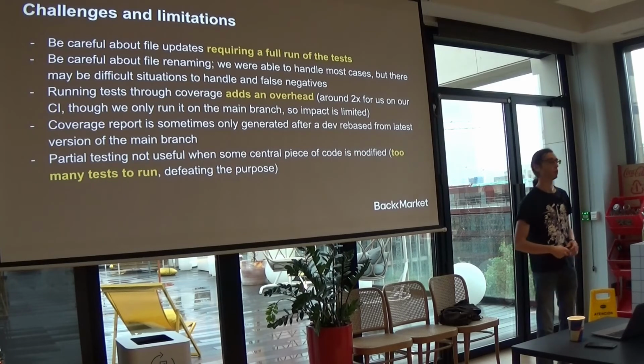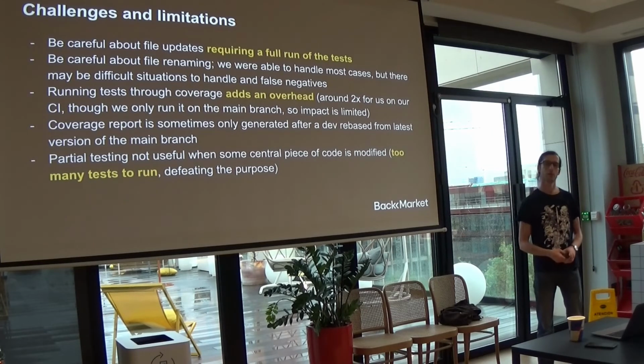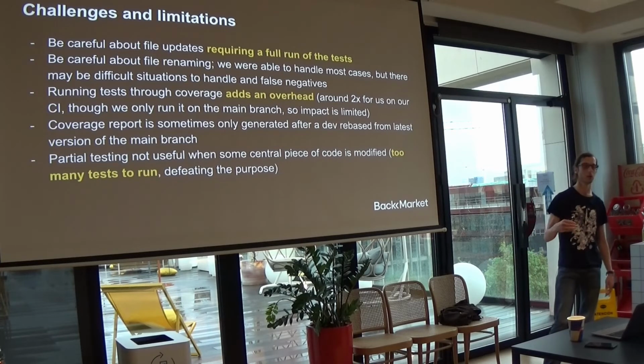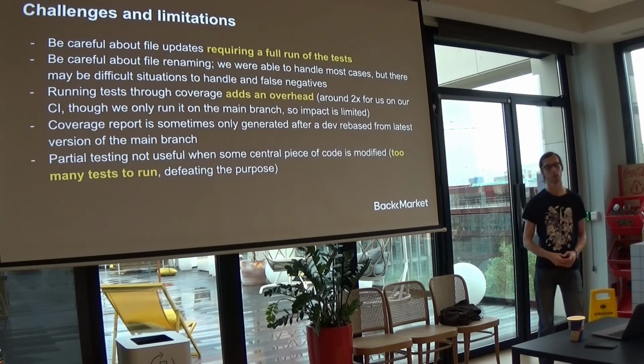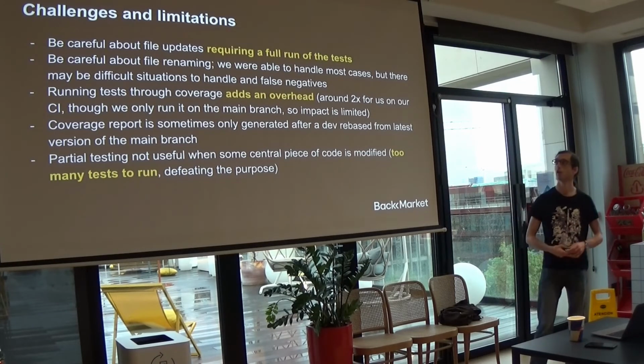Running tests through coverage had a big overhead. When we measured how much overhead it would have, it was about a factor of 2 for our cases. But this is not that impactful, because in the end we are only running this specific workflow on the main branch. Pull requests would still run only the tests without coverage. So this is a trade-off that is okay for us.